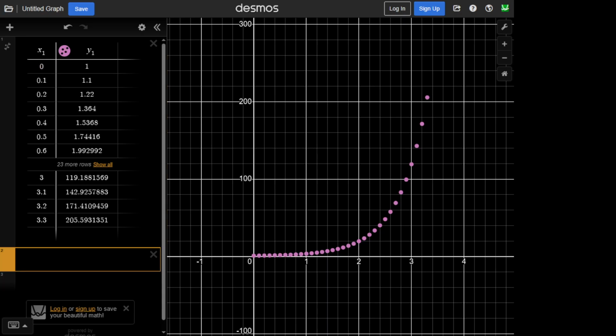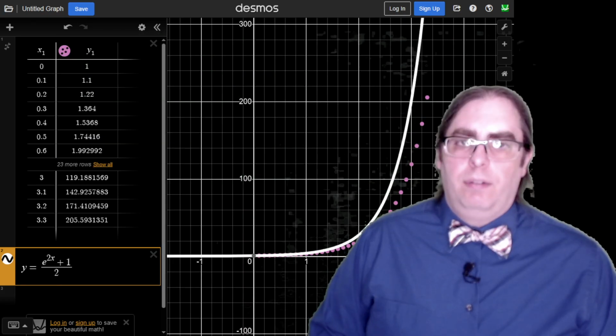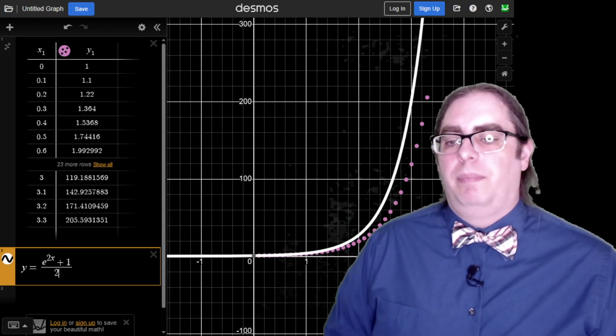I want to compare that to what we came up with. We have to put in x instead of t in order for Desmos to understand how to graph it, but the equation was y equals e raised to the 2x power plus 1 all over 2. And, well, that doesn't quite look the way that we hoped it would. And here we have our problem.